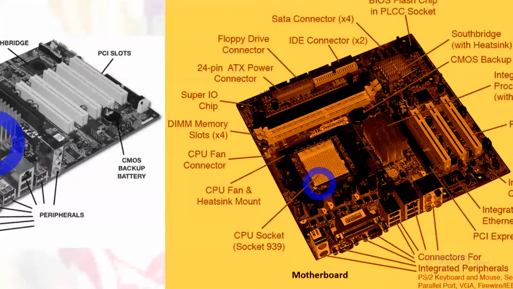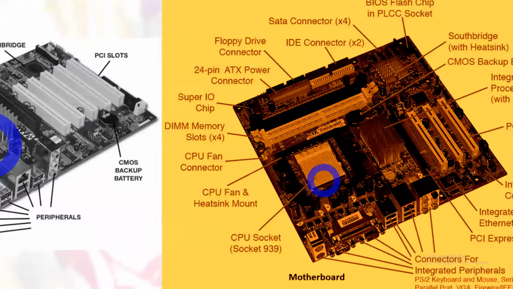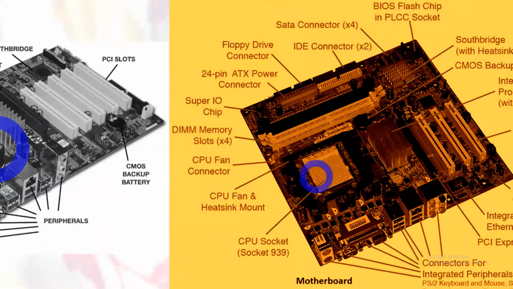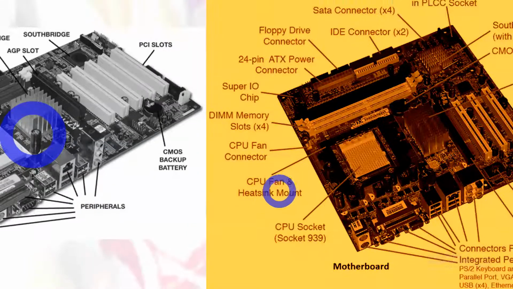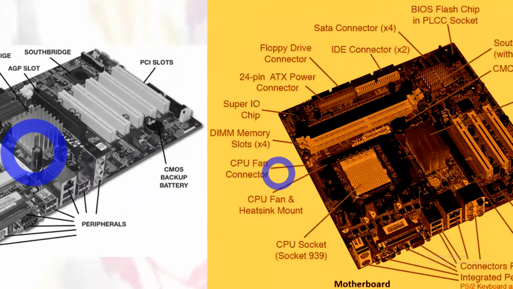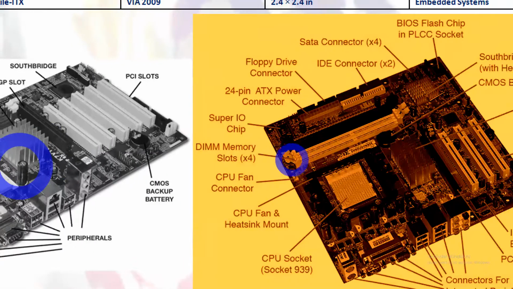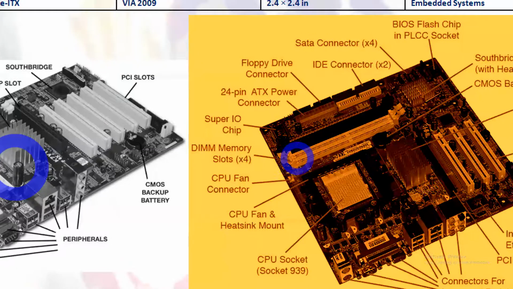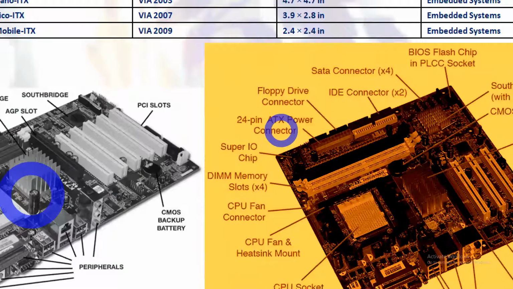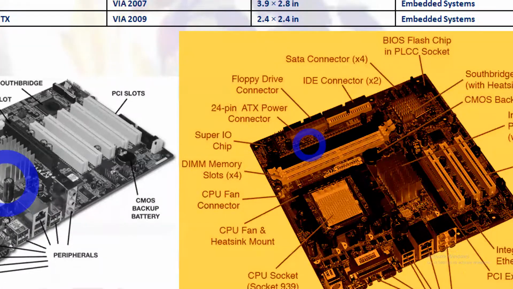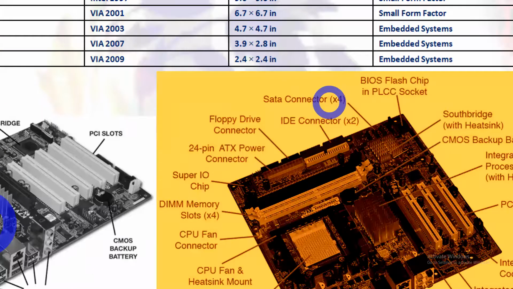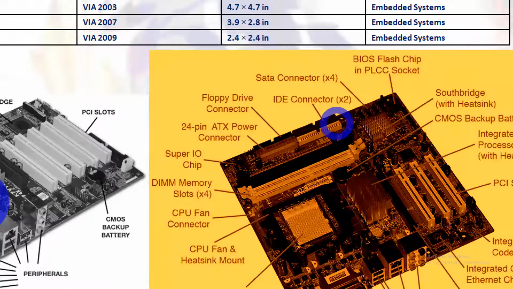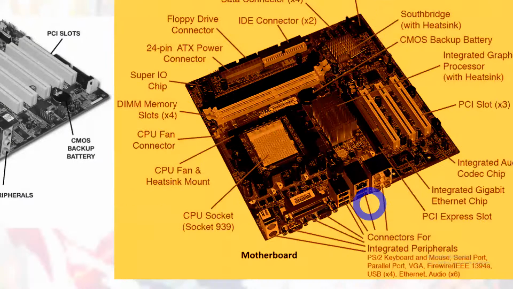Like a CPU socket. Here we are going to place the processor. Like a CPU fan and heat sink. To cool that processor, they use a heat sink and fan. CPU fan connectors. Like memory slots, super IO chips, RAM slots. Simply you can write RAM slots. Then 24 pin ATX power connectors, floppy drive connectors, SATA connectors for hard disk, and IDE connectors. These are all various connectors on the motherboard.